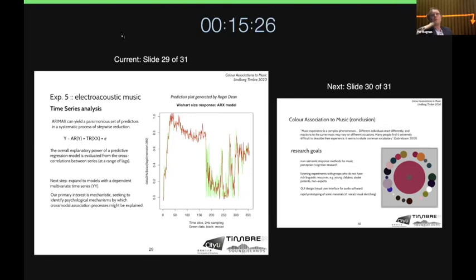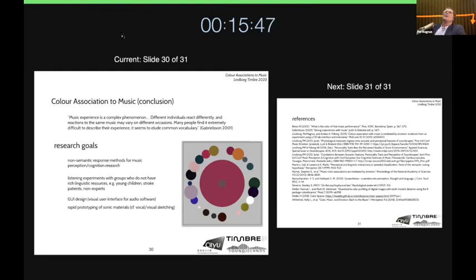Now, what we're going to do is, of course, to expand this to the multivariate dependent variables, while maintaining the idea that we can actually identify specific acoustic or musical time variables that can actually predict the responses that we're getting. So music experience is a complex phenomenon, and different individuals react differently. Many people find it extremely difficult to describe their experience. It seems to elude common vocabulary.